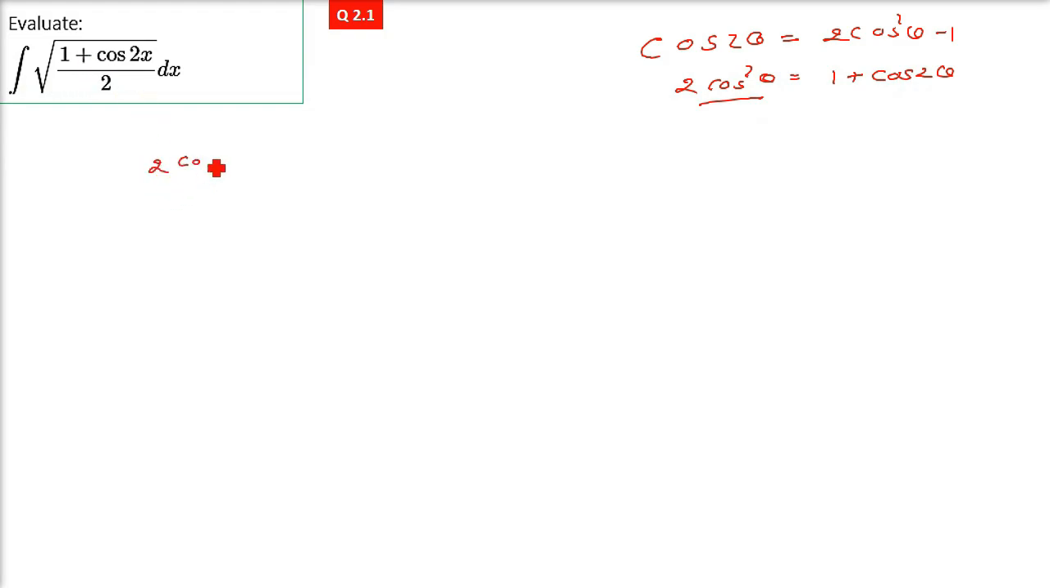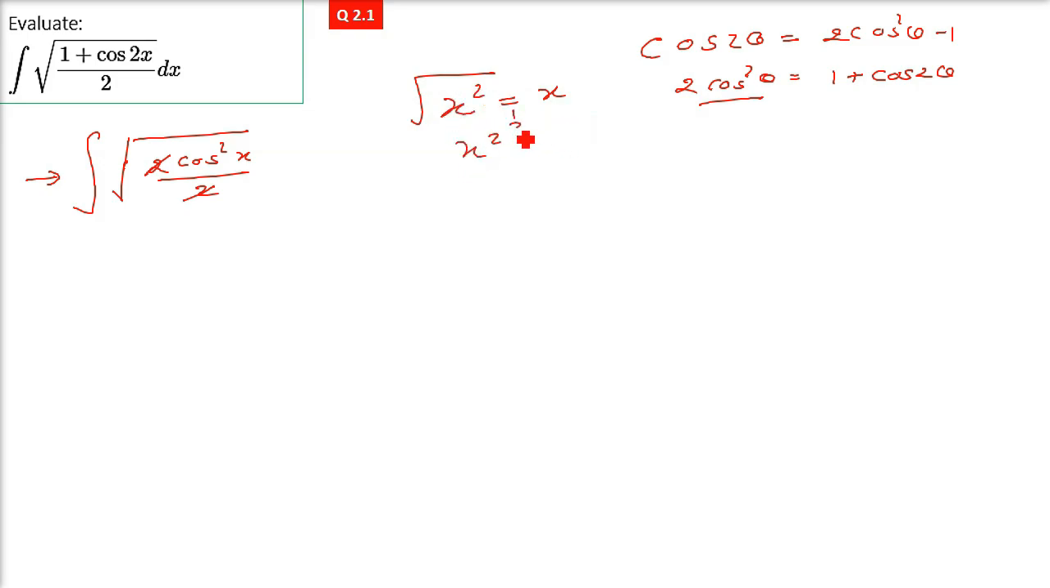So you have 2 cos square x divided by 2, and remember this is under root, inside a root, with the integration sign and a dx. Dx is always there. Now 2 gets cancelled. If it is x square, that only means you are having a power of half, and 2 and half cancel. That is, under root x square is as good as x. So in place of under root cos square x, we can write cos x.